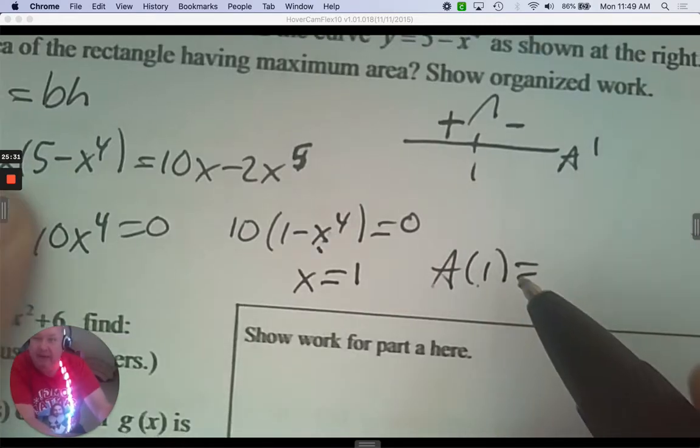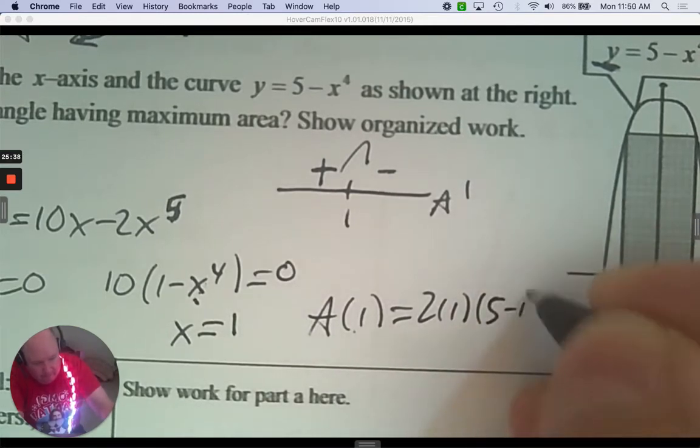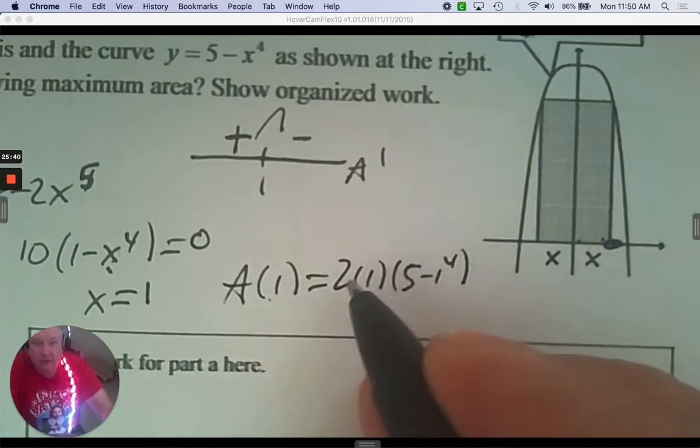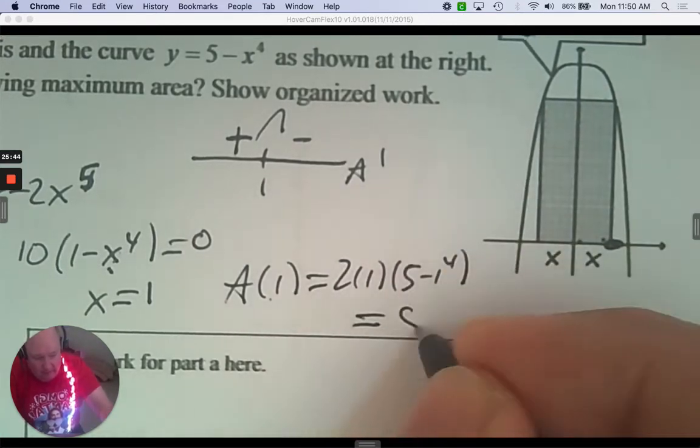And then plug it back into the area formula from the beginning, and that will give you the area of this rectangle. So that ends up being 2 times 4. So the maximum area is 8.